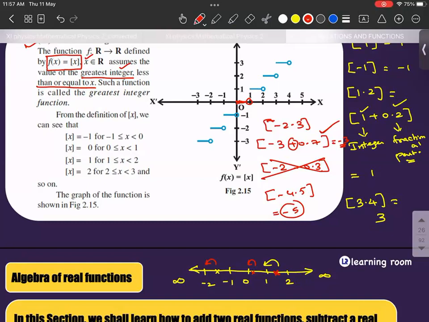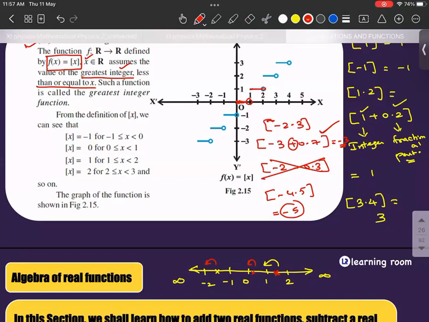Again, what is the greatest integer of 1? It is 1 itself. So, the greatest integer will continue to be 1 till which value? Till 1.999999, however many nines you have. Exactly at 2, what will happen? The graph will jump to 2 because the greatest integer of 2 is 2. So that is why exactly above 2, we have an open circle.